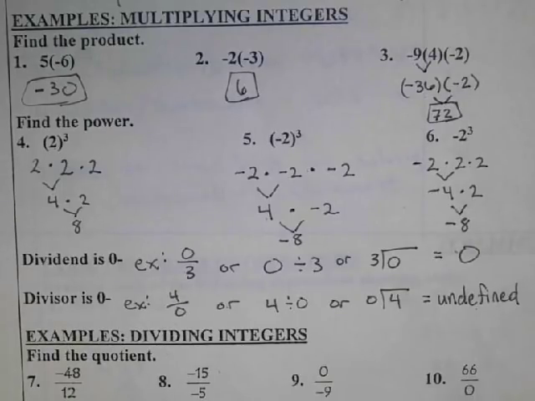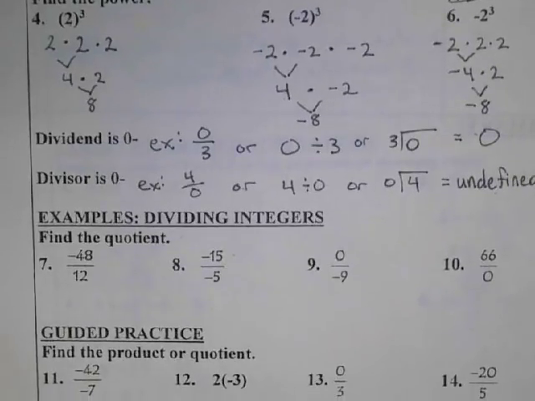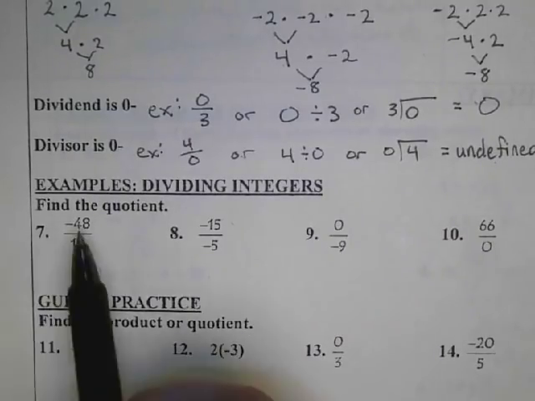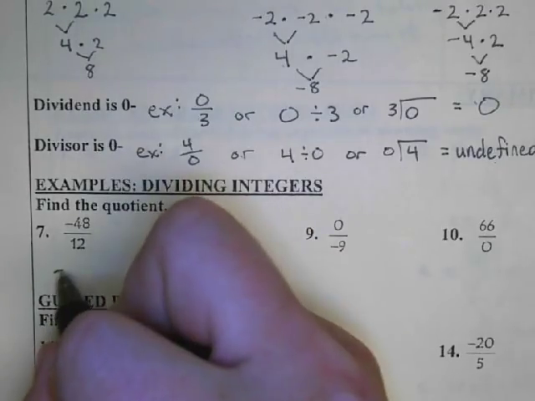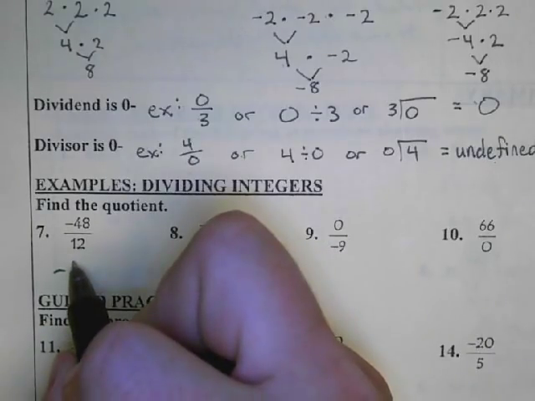Okay, so let's look at some division problems involving negatives. Remember, it's going to be the same exact rules as with multiplication. I have a negative divided by a positive. So a negative divided by a positive will always be negative. And then 48 divided by 12 is 4.